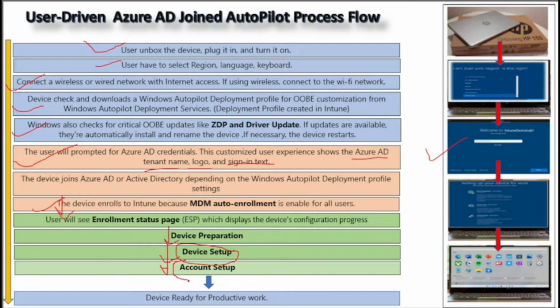In the account phase, the machine is going to apply the security policies, certificate profiles, network connections, and applications which we deployed to the user. And after that, once the configuration is done, the device is ready for production use.